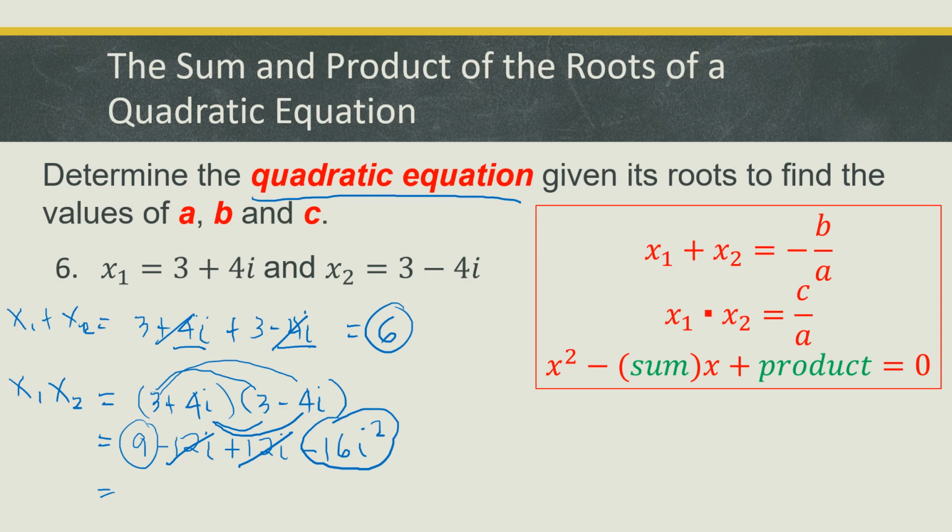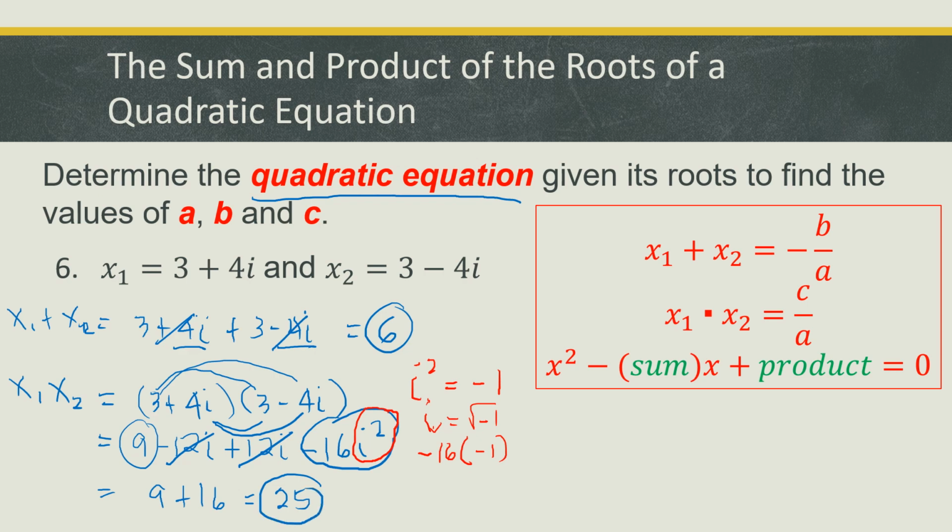Take note, i squared is equal to negative 1. In the other lessons that we have, I already explained that i squared is equal to negative 1 and i itself is equal to the square root of negative 1. So since i squared can be changed to negative 1, we can multiply negative 16 times negative 1. And that will give us now a positive 16. So 9 plus 16 is equal to 25. And this is now the product of the roots.